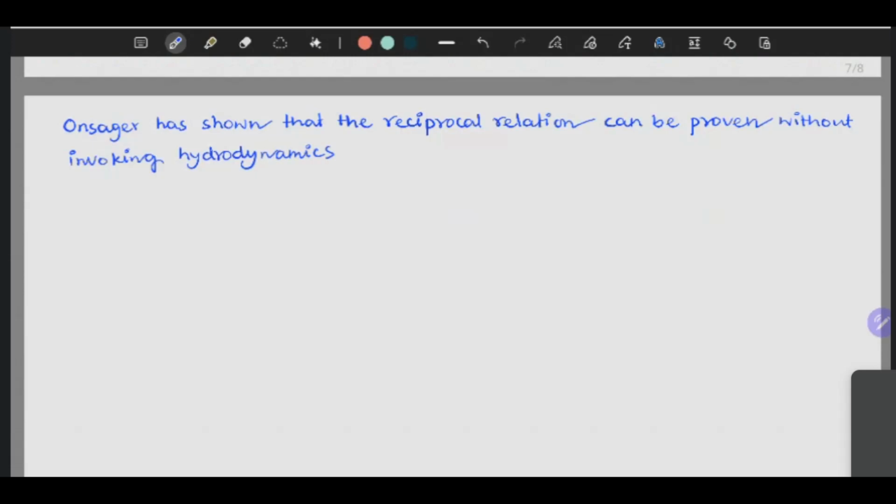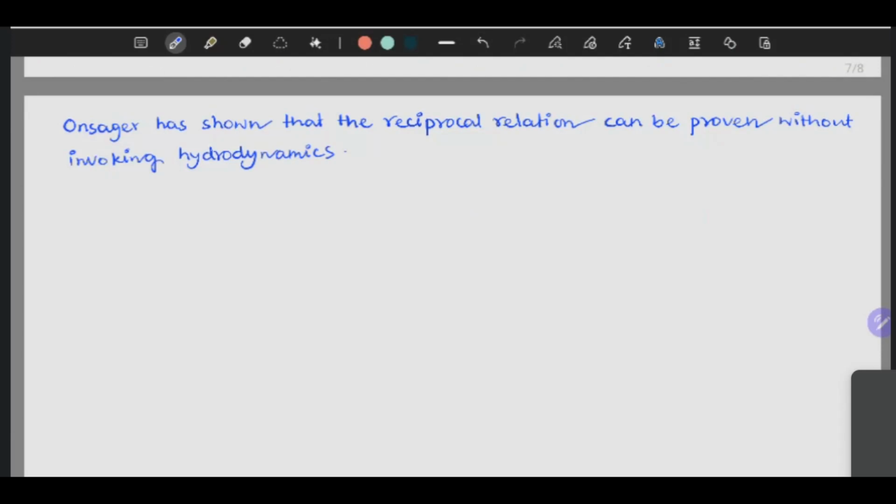Actually, Onsager derived the reciprocal relations for kinetic coefficients in irreversible thermodynamics, but the proof that he did is the same as that we will discuss here. So here the proof will be adapted to the Brownian dynamics.